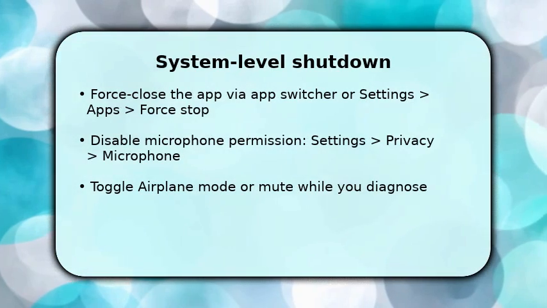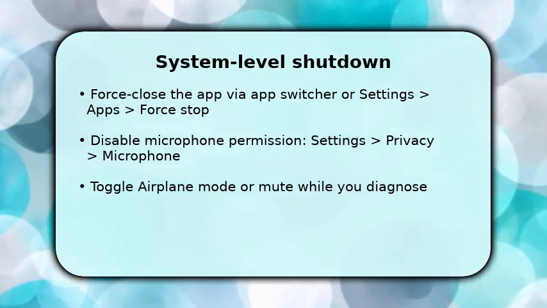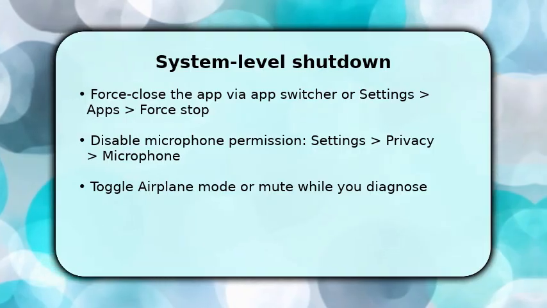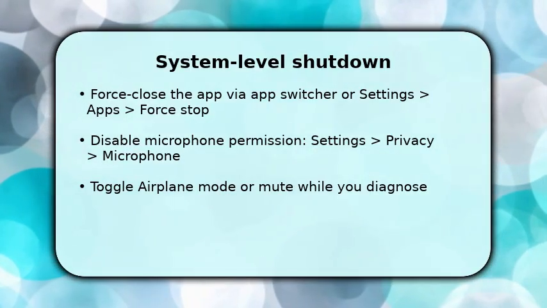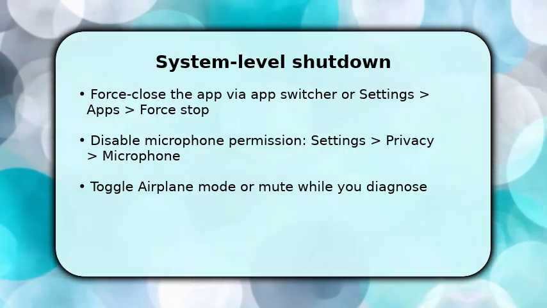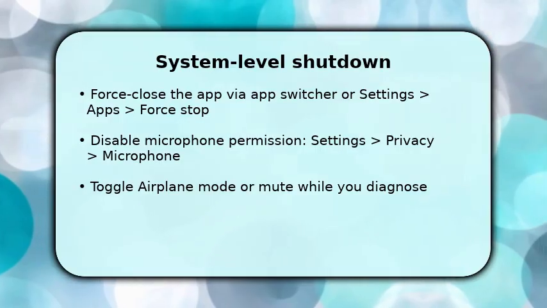If the app control didn't work, move to system-level shutdown. You should force close the app from the app switcher or go to Settings, Apps, Force Stop, which kills active processes. Then disable microphone permission in Settings, Privacy, Microphone to block further audio capture while you check logs.